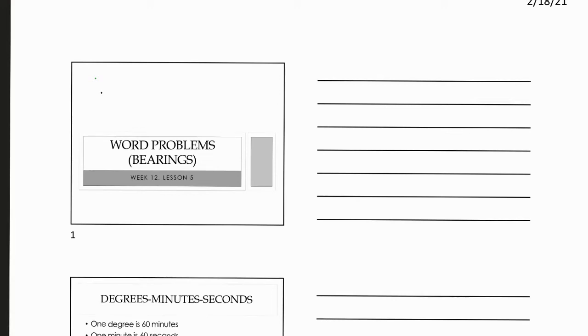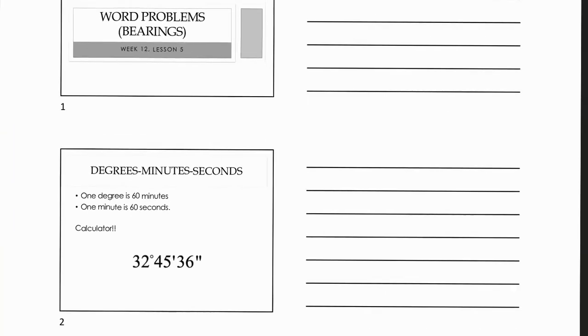Week 12, Lesson 5. This particular lesson is on word problems, which a lot of people don't like. I get that, and I'm sorry, but this is more real life than most things. So the first thing we need to talk about is what degrees, minutes, seconds are.